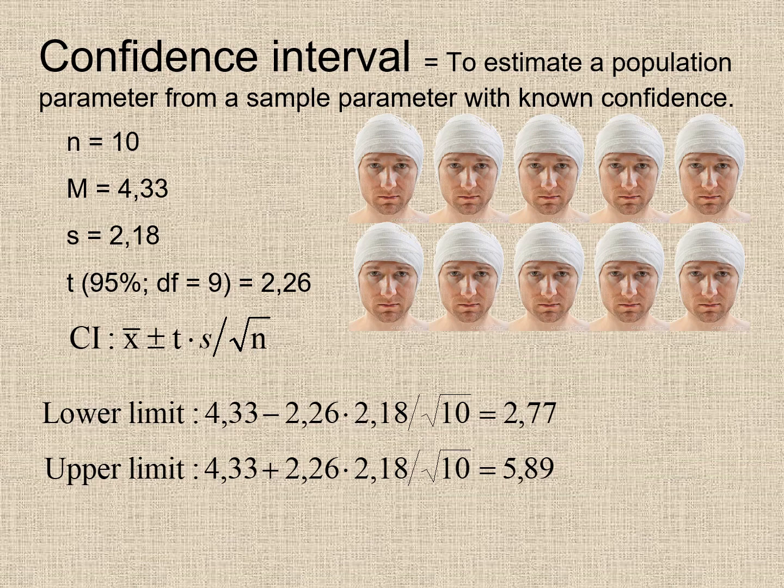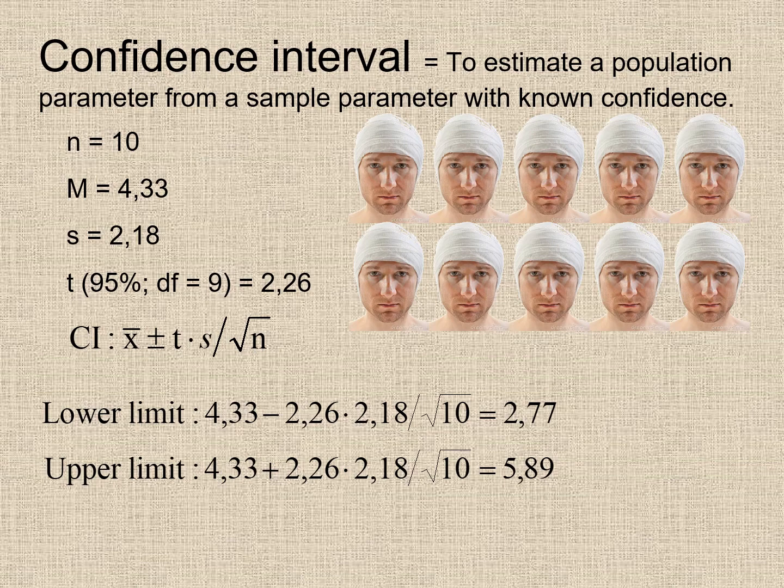So for these 10 individuals, we get a mean working memory capacity of 4.3, and in this sample, we get a standard deviation of 2.18. Okay, so what could the population mean be for all trauma patients on the variable working memory capacity?